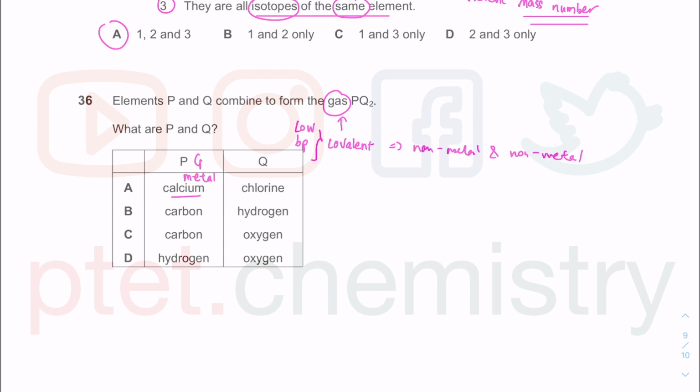It's a group 2 metal. Because group 1, 2, and 3 are metals, all right? So A definitely does not give you a covalent compound. Next up, what do we have?